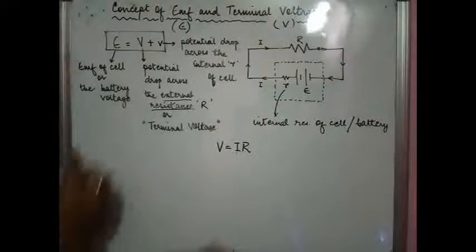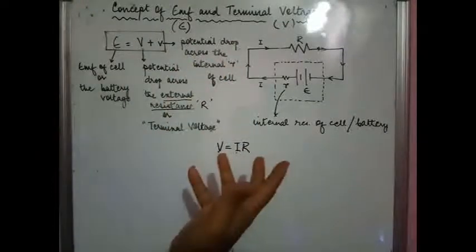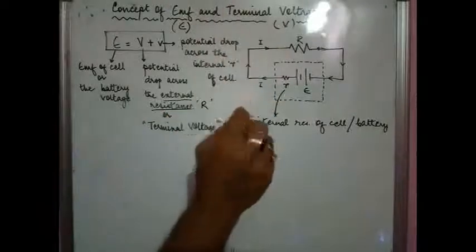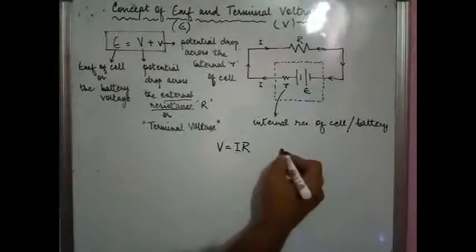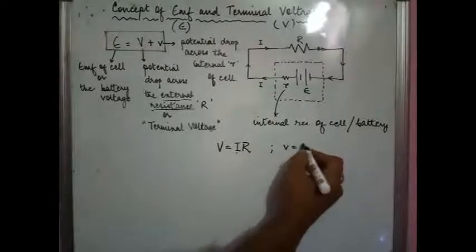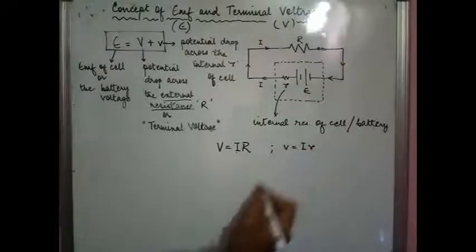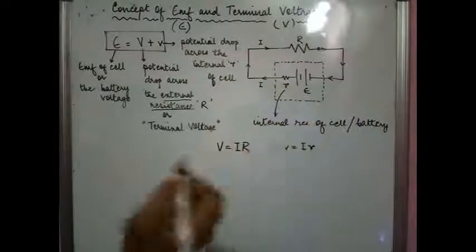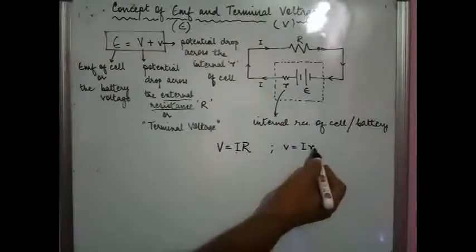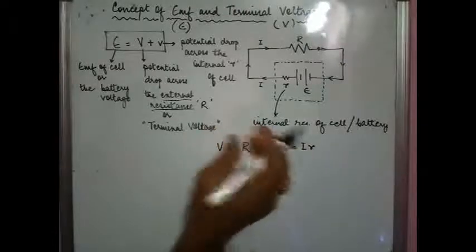Now, having understood the capital V, let us go down to small v. Small v is also a potential drop, or voltage drop, but not across the external resistance, but across the internal resistance of the battery. This small v will also have the same formula, IR. The only difference is that here the R will not be the external R, but the internal resistance, small r, of the battery. That is why, because of this small r, this voltage is also represented with a small letter v.